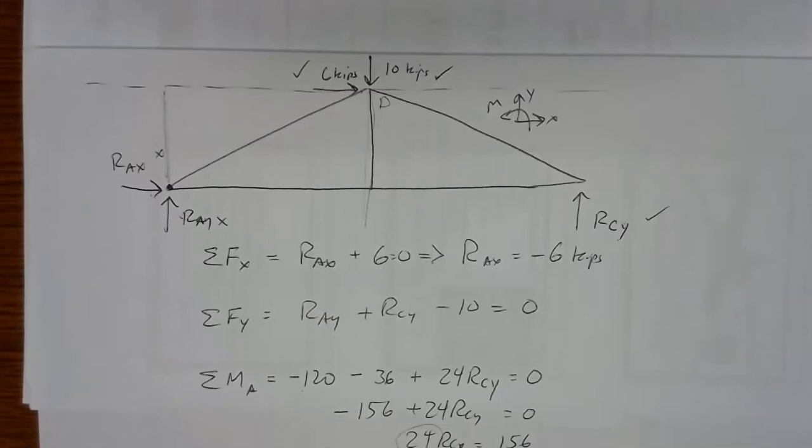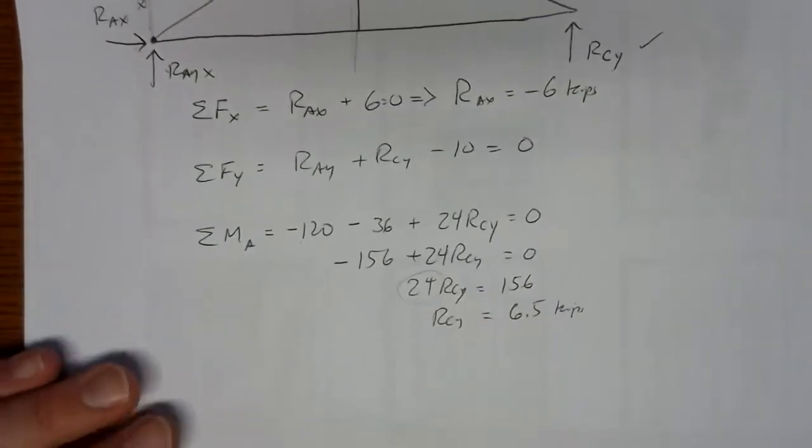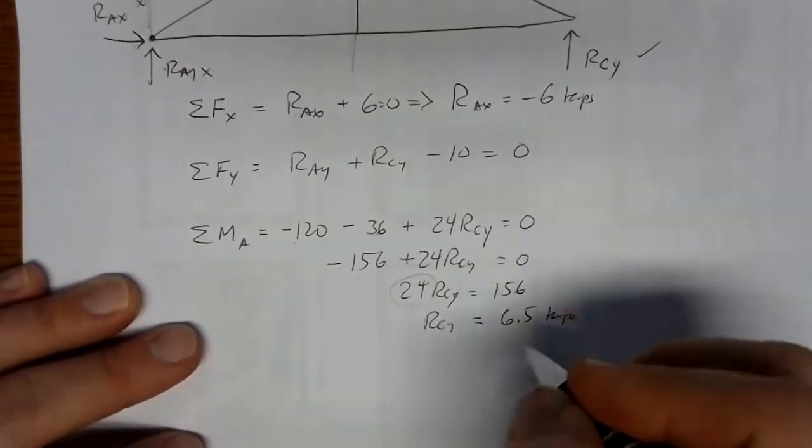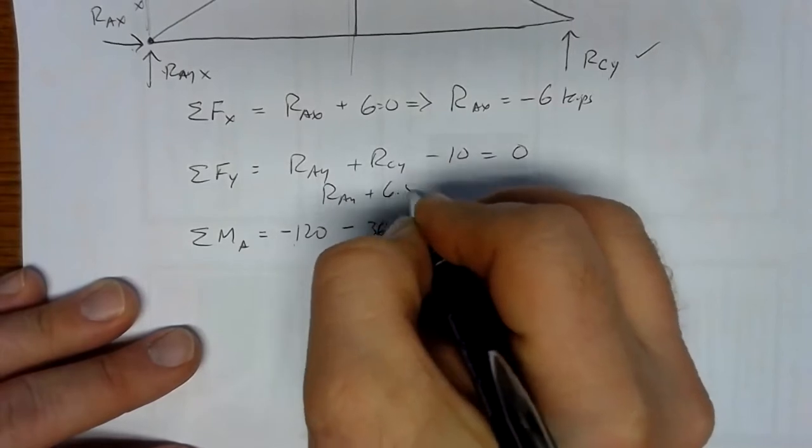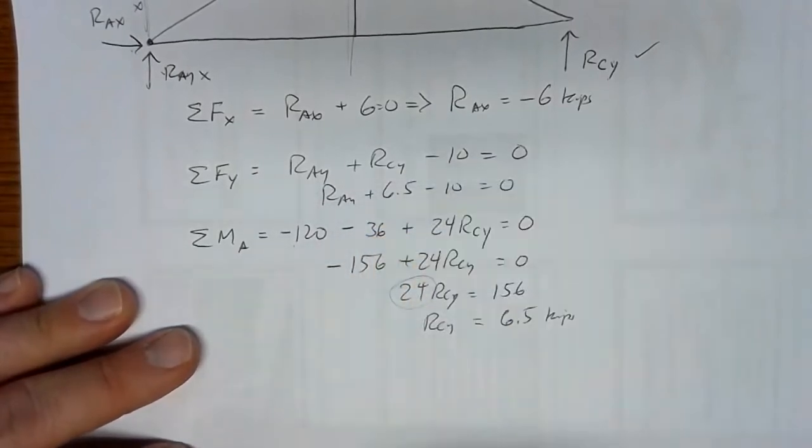If you're only pushing on this thing with 10 kips and 6 kips, you shouldn't expect hundreds of thousands of pounds coming out on the supports. And if you get that, you should immediately flag it as unreasonable and figure out what went wrong. So 6.5 kips is what we get there, and that's RCY. So we have RAY plus 6.5 minus 10 equals 0.